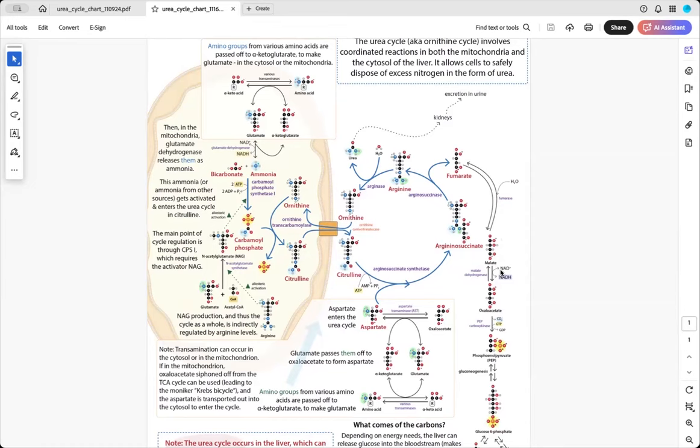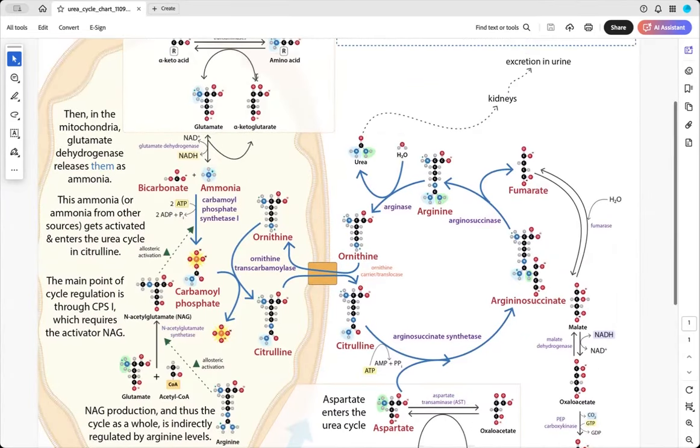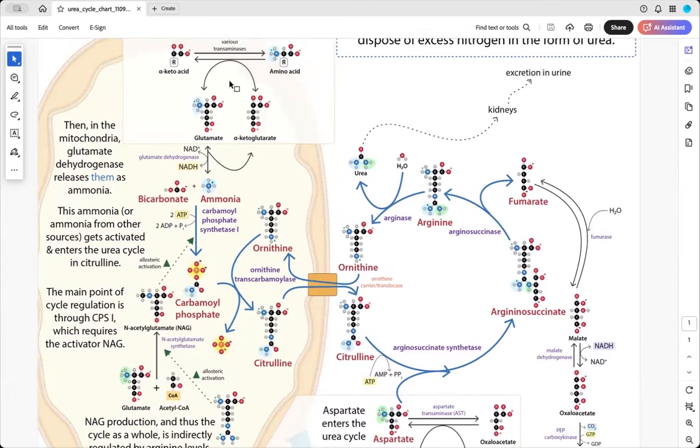So I wasn't able to fix in post-production the swappage on those couple slides or couple minutes because I was moving the screen around. So thanks for understanding. It should be like this. So we have aspartate, and that was made with aspartate transaminase, and then we have our glutamate, which will be made by various transaminases.